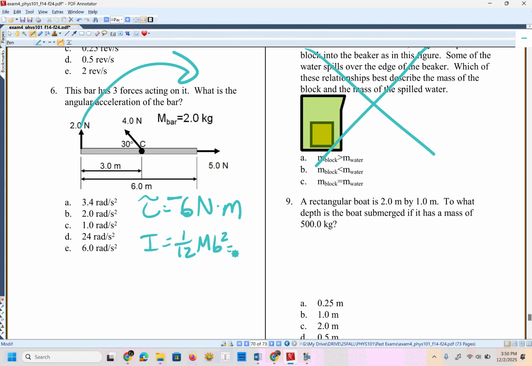That's 1/12 of 2, that's the mass, times 6 squared, that's equal to 6. And then find alpha, it's torque over I, that's 6 over 6, or 1, it's actually -1. And then, that's it. I want to find the angular acceleration, so C is the right answer. 1 radian per second squared. Okay?